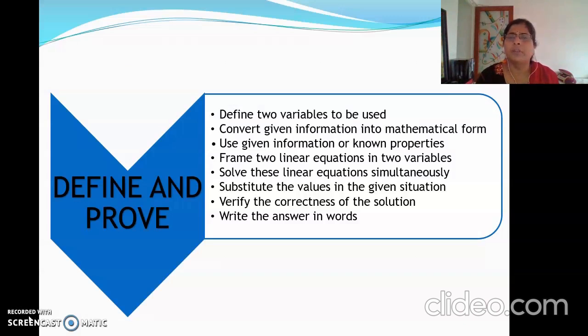We have to convert the given information into mathematical form. For this, we can use the given information or sometimes the known properties. We have to frame 2 linear equations in 2 variables using this information or these properties. We have to solve the linear equations simultaneously. We have to substitute the values we have found in the given situation and verify the correctness of the solution. And we have to write the answer in words after the verification is over.